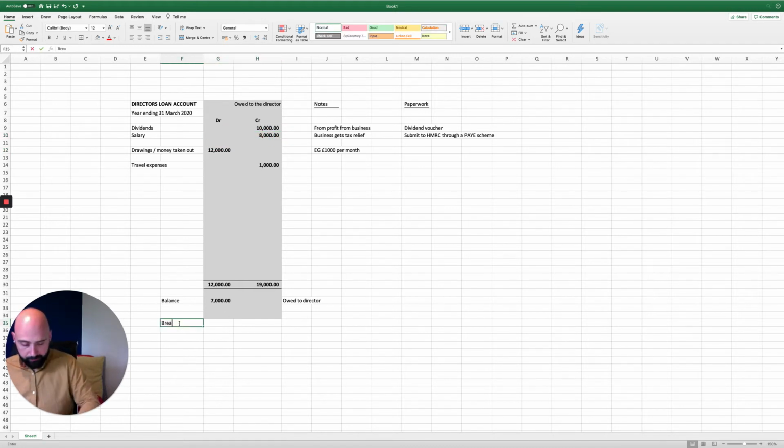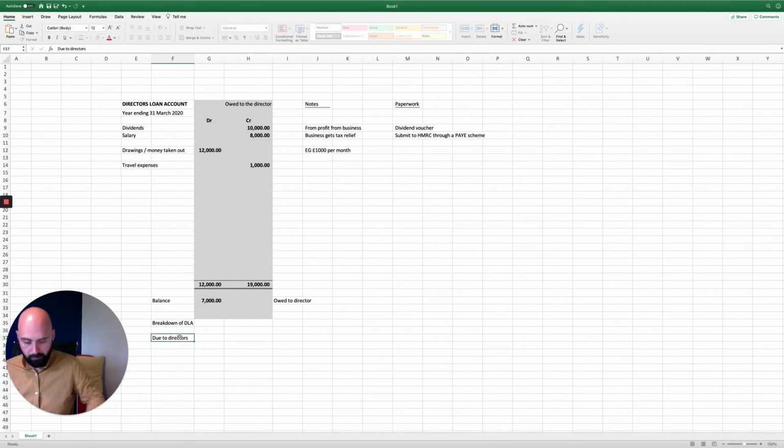So let's do a breakdown of the director's loan account. We've got £7,000. Let's pretend out of that £12,000, 8 of it was your salary. You've paid your salary in total. So let's do due to director. Let's do salary. Due is £8,000. Paid is £8,000, because it's included in that £12,000.